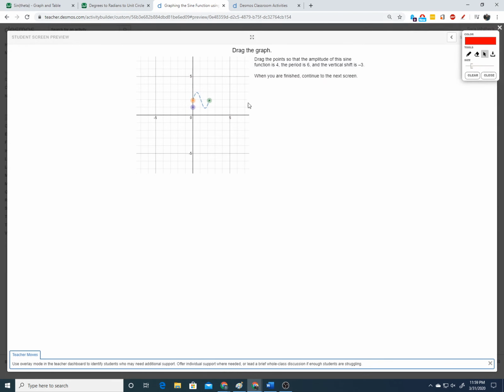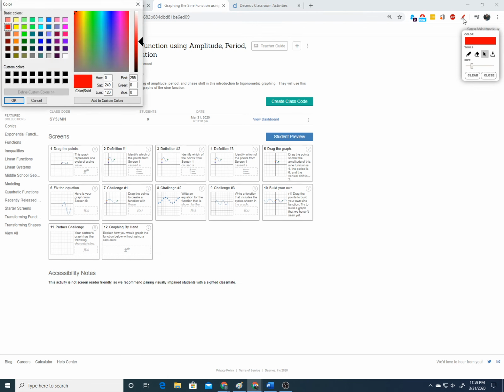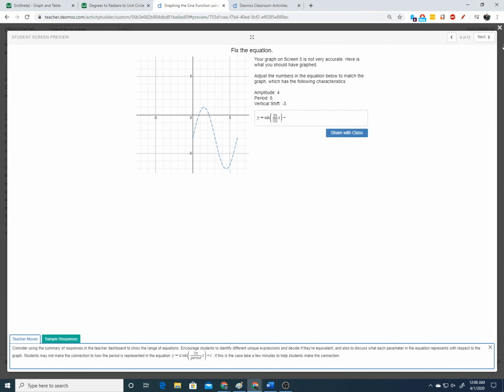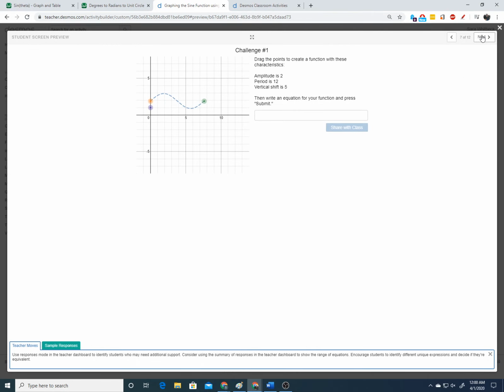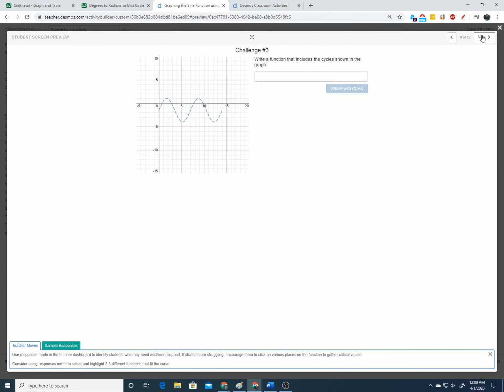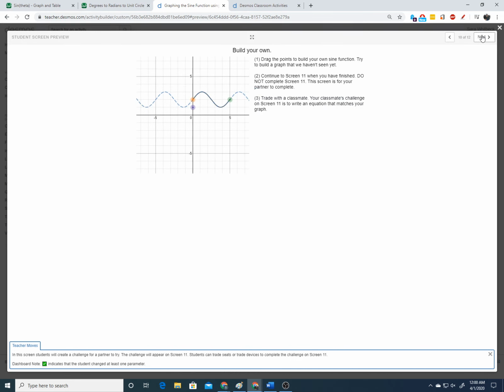Where are we at? That was problem number, oops. Oh, this is the part I want to go away. Thank you for being patient, learning all sorts of new things here. So you're using an equation on problem number 6, page number 7, 8, these last couple of functions. And then you build your own and have fun.